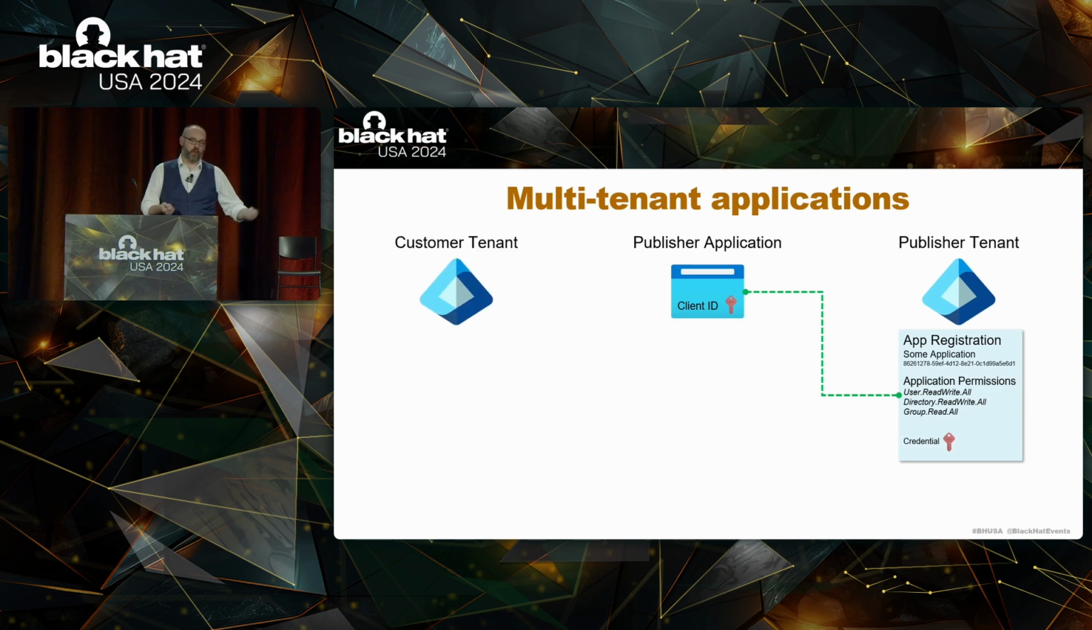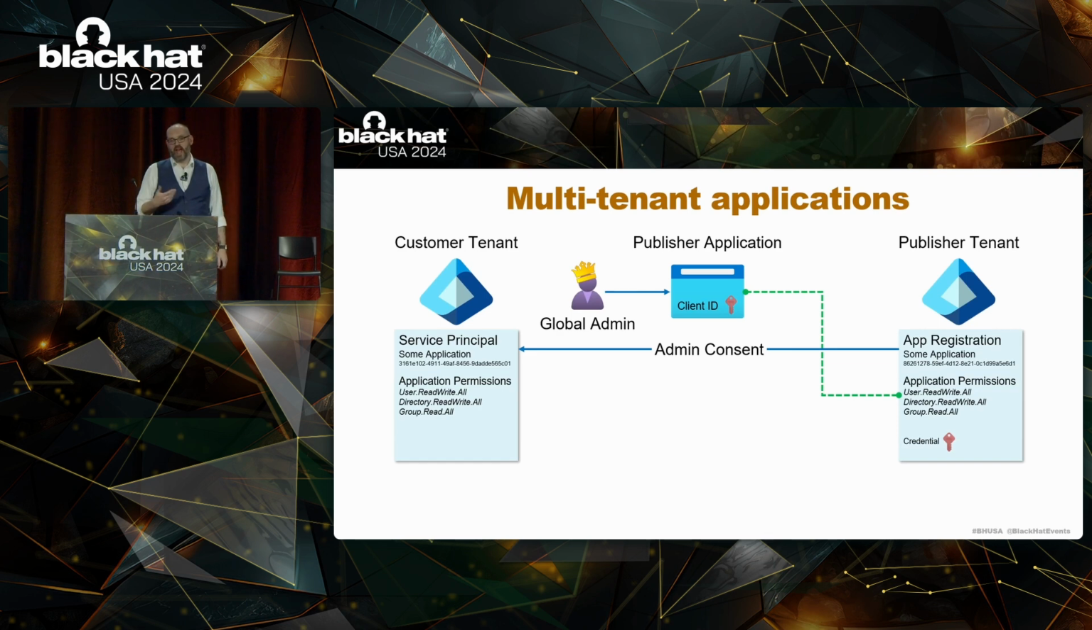But I need customers, or else I'm going to go out of business. So a customer tenant comes along, and they want this piece of software. At a high level, a global admin will come in, go to that application, and perform what's called an admin consent, or admin consent grant. In this process, they create what is called a service principal in their consuming tenant. And the service principal is a security principal.